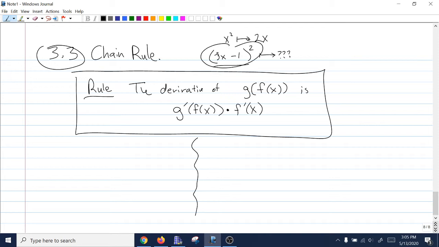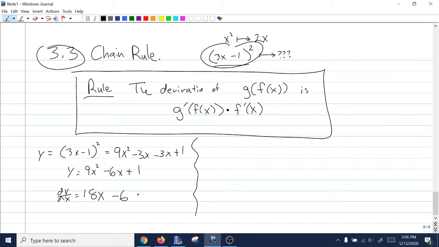Let's take the derivative of (3x minus 1) squared. Let's do it twice, because I know how to do that without the chain rule, and we can check our work. When I FOIL (3x minus 1) squared out, y equals 9x squared minus 6x plus 1. And now I can take the derivative of that. The derivative of 9x squared is 18x, minus 6, plus nothing. There's dy/dx.